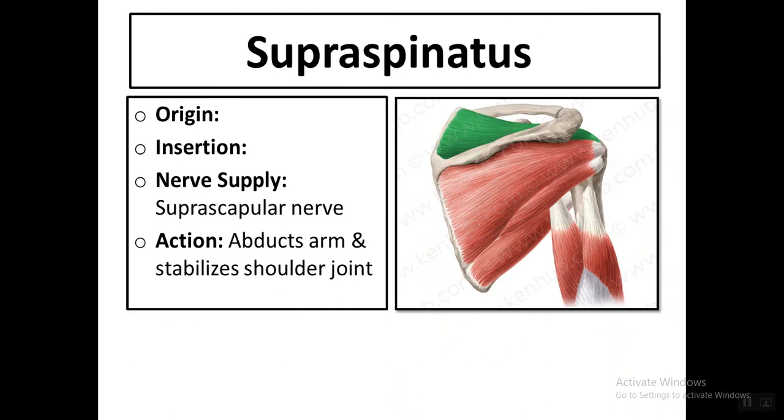Another rotator cuff muscle that gives strength, support, and stabilization to the shoulder joint is supraspinatus. Why is it called supraspinatus? Because it originates from the supraspinous fossa, which lies above the spine of the scapula. It is inserted into the greater tuberosity of the humerus. The nerve supply is the suprascapular nerve, and its action is to abduct the arm and stabilize the shoulder joint.